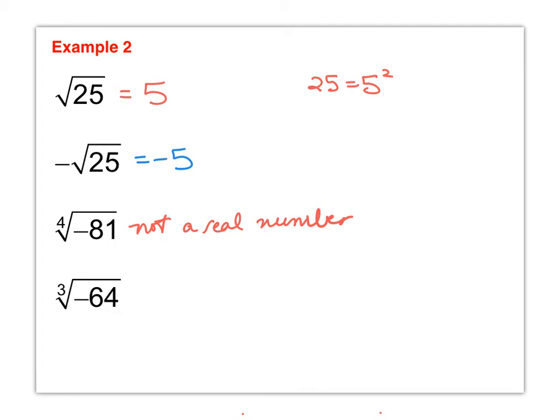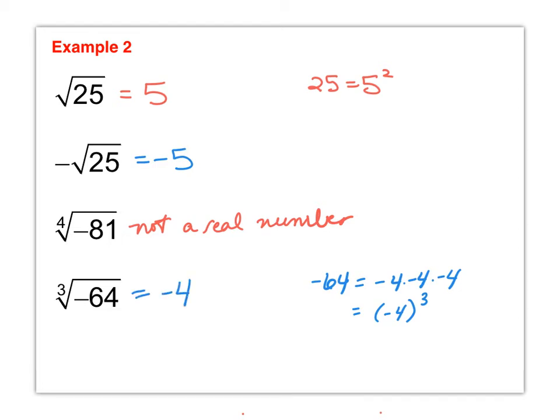The cube root of negative 64. Well, because the index is odd, it is possible to get an answer for this. Negative 64 can be written as negative 4 times negative 4 times negative 4. So negative 64 can be written as negative 4 to the third power.